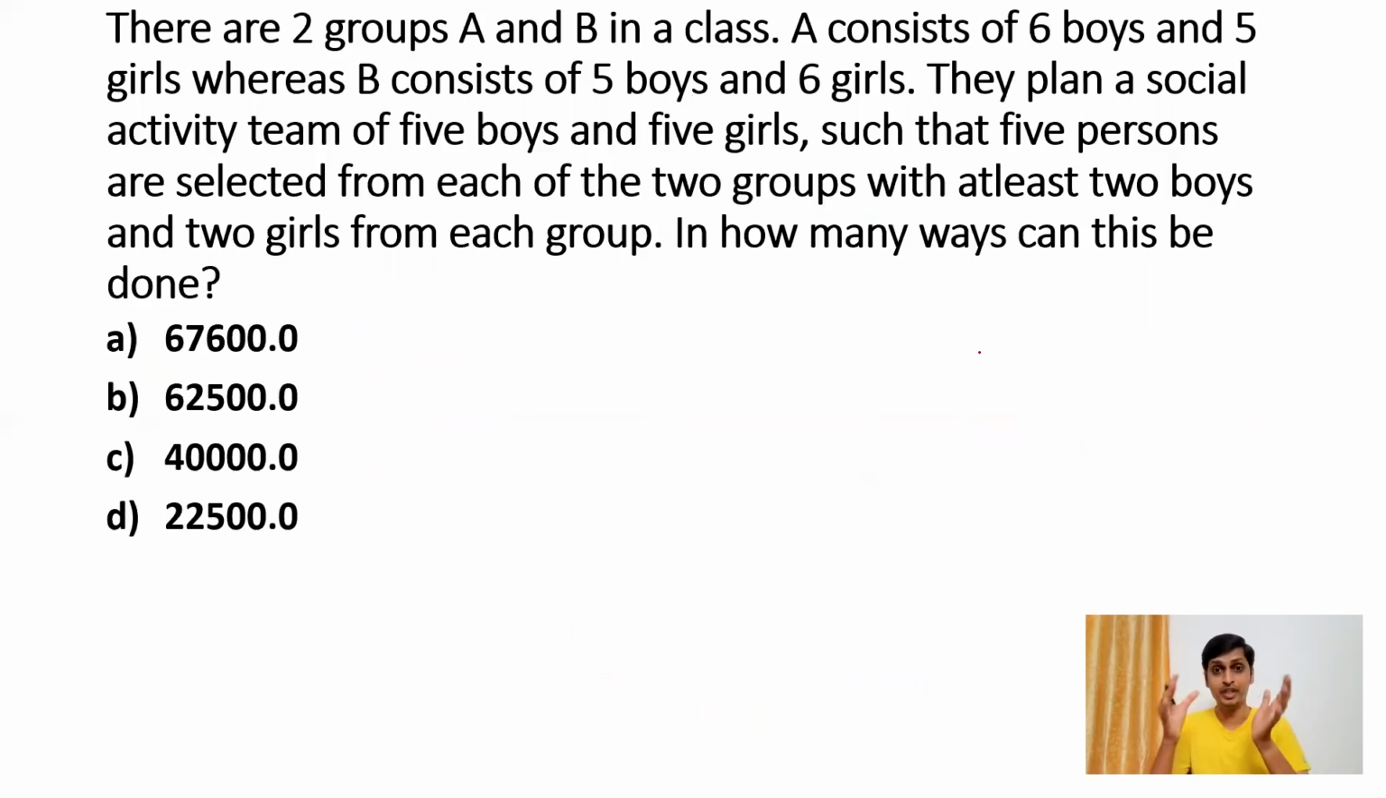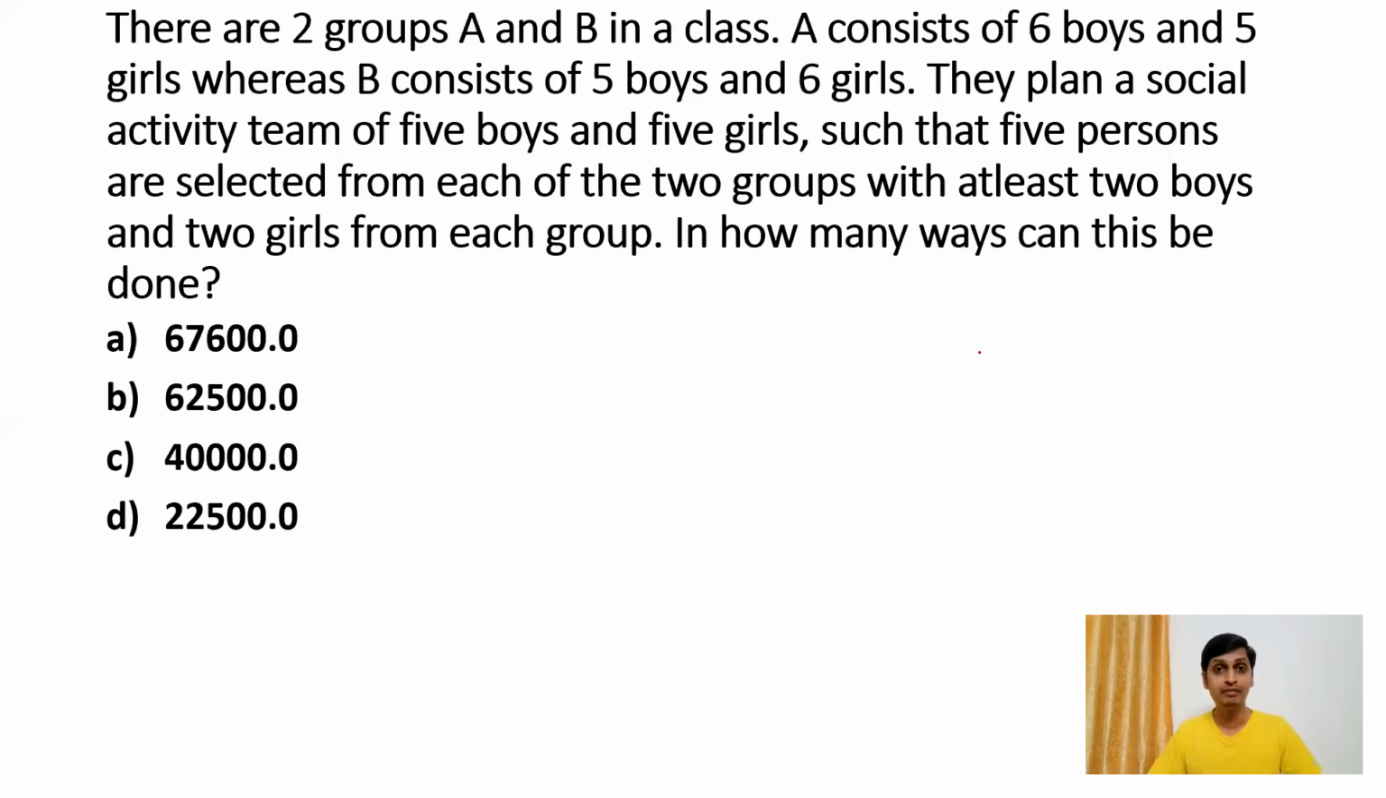Okay, the question seems to be very big. And this question is also a last year Infosys numerical ability question. So there are two groups A and B in a class. A consists of 6 boys and 5 girls, whereas B consists of 5 boys and 6 girls. They planned a social activity team of 5 boys and 5 girls such that 5 persons are selected from each of the two groups with at least 2 boys and 2 girls from each group. In how many ways can this be done?